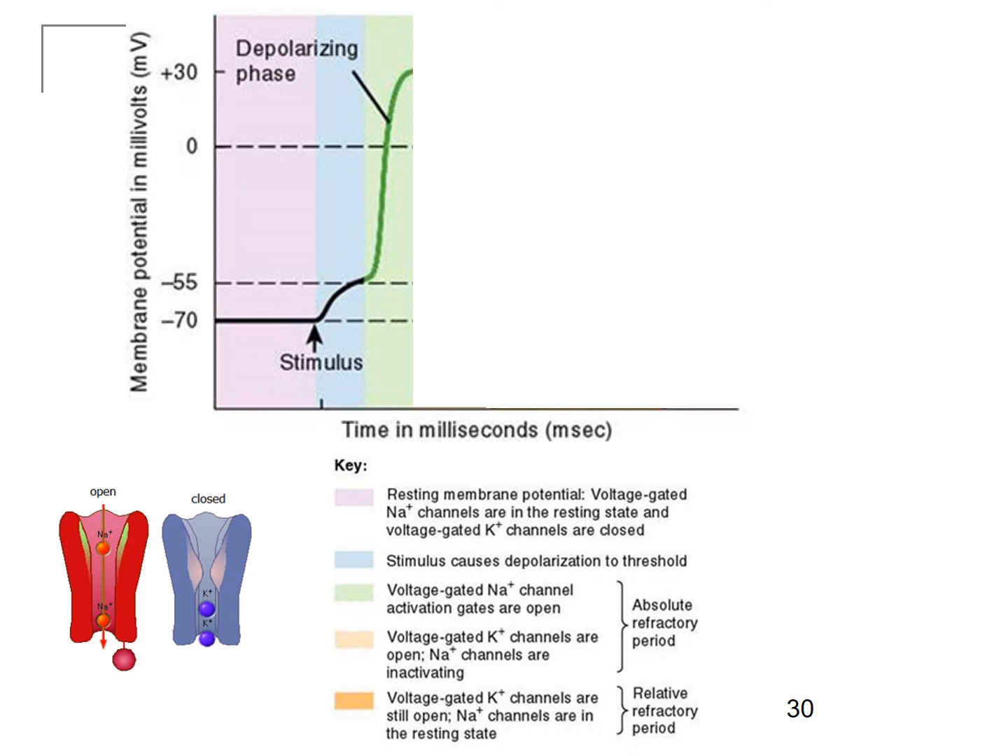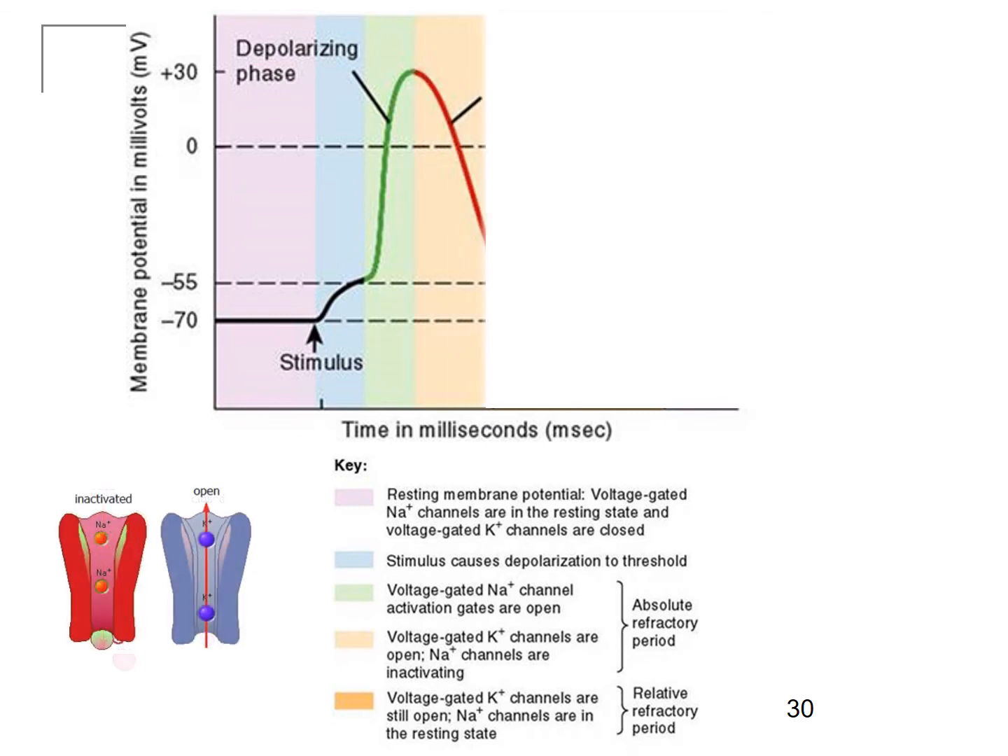Between -55 and +30, sodium is all the way open, potassium is still closed. And let's go into part of the repolarizing phase. So during this part of the repolarizing phase, look at what's happened to our sodium channels. The sodium channels are inactivated, meaning that the inactivation gate has closed. So as long as the sodium channels are all inactivated, you cannot start another action potential. You can't start an action potential directly from this arrangement of the sodium channel.